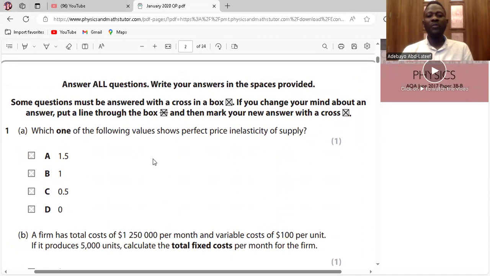First question. Which one of the following values shows perfectly price inelastic supply? When we talk about elasticity itself, it's either inelastic, perfectly inelastic, elastic, perfectly elastic, or unitary. So 1.5 is elastic. 1 is unitary, sorry. 0.5 is inelastic, and 0 is perfectly inelastic. So the answer is D. Clear?